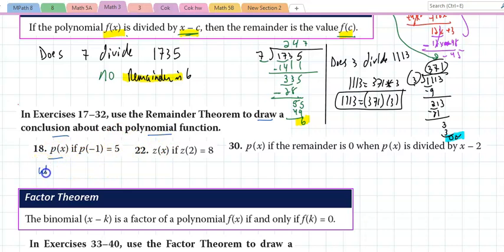That means when I take p of x and I divide it by x, the opposite of that, plus 1, the remainder is 5. That's what that means.